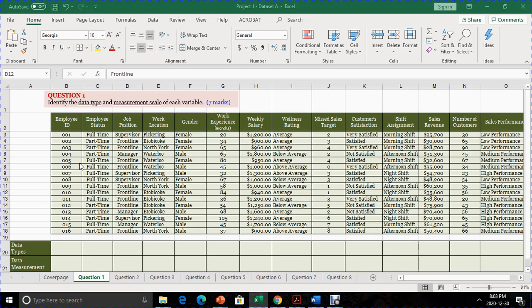Hello. In this presentation, I'm going to introduce to you the data set that you work with on this project. I'll basically describe each column of information, which are data that were captured from a survey.